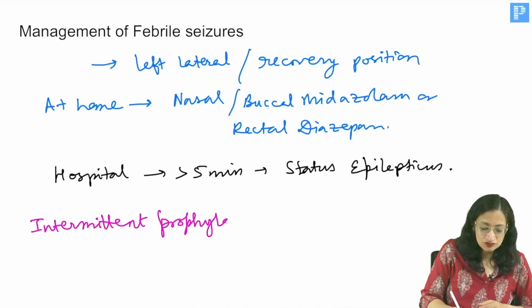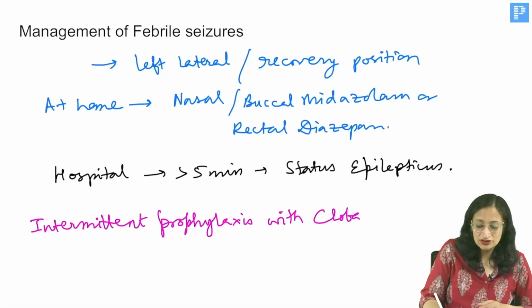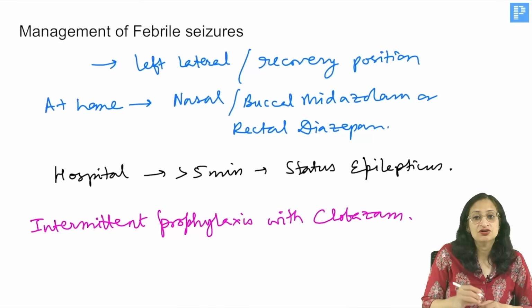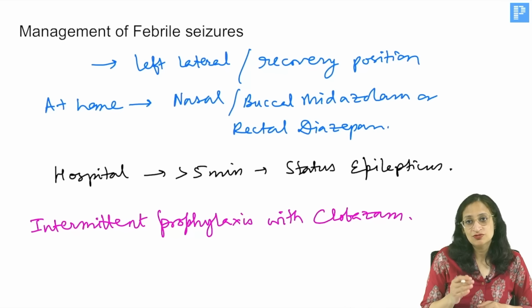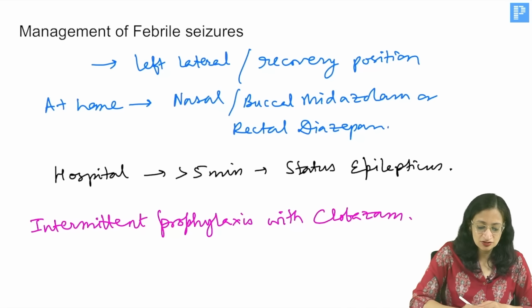Intermittent prophylaxis with clobazam. What does that mean? That means that next time when the child is having fever, you give clobazam for the first 3 days of fever and then stop. Again, few months later, the child is having fever, you give clobazam for the first 3 days of fever and then stop. So that is intermittent prophylaxis with clobazam that may be given for recurrent seizures.